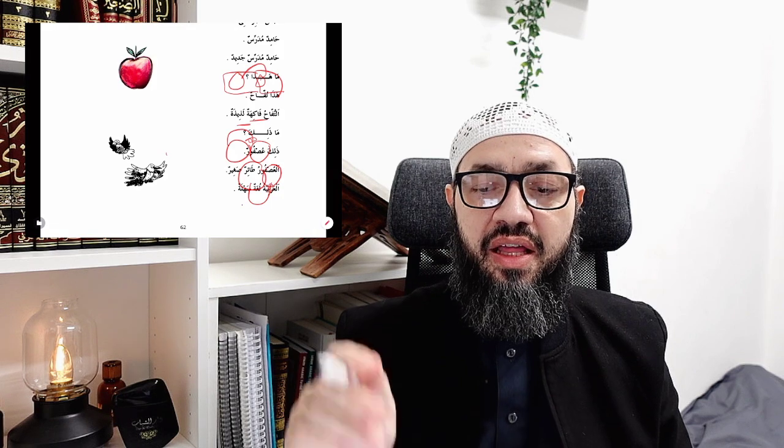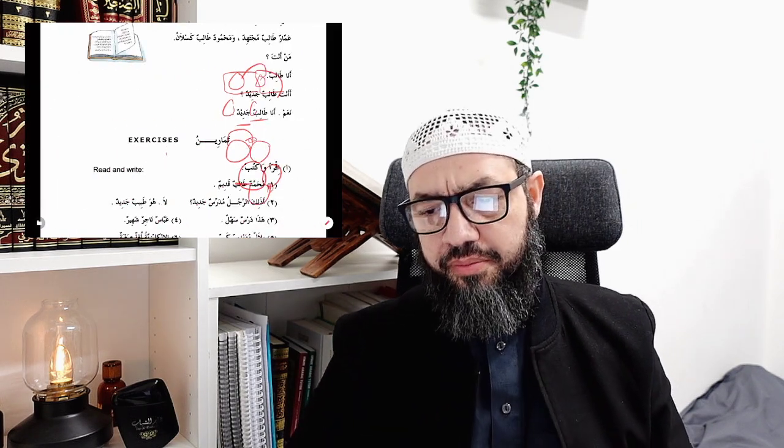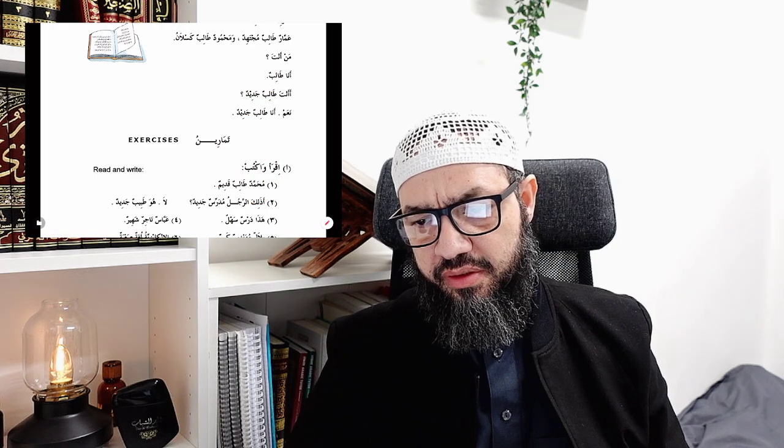There has to be agreement in number. They're both singular. There has to be agreement in alif and lam. They're both indefinite. None of them have alif and lam on it. And there has to be agreement in case ending, which we're going to see on this page. Inshallah, I think it's on this page. Or maybe it's not this page.